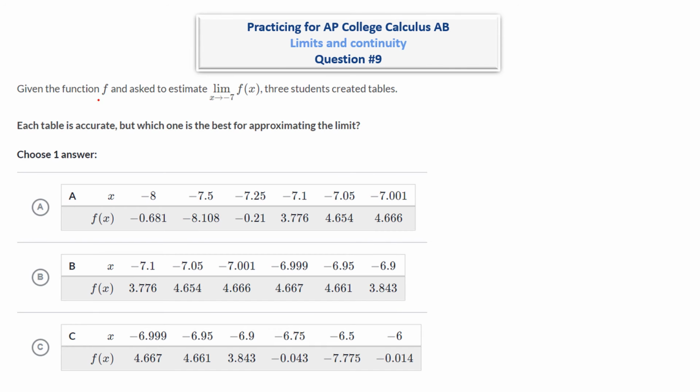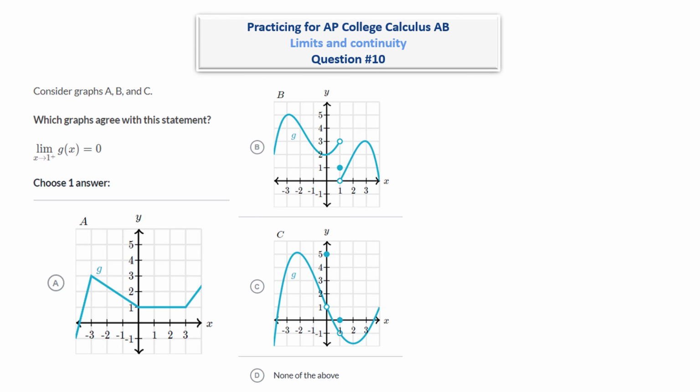Question 9. Given the function f and asked to estimate the limit of f(x) as x approaches negative 7, 3 students created tables. Each table is accurate, but which one is the best for approximating the limit? As we are asked for the limit of f(x) as x approaches negative 7, we need to select the table in which we are getting closer to negative 7 from both sides, from the left and from the right. In this case, the best answer choice will be B, because it's the one in which the values of x are getting closer and closer to negative 7 from the right and from the left.